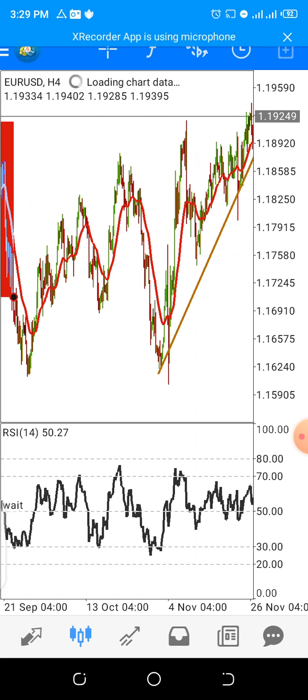But the money you are looking for is not in the sideways market. Take notes: the money is either in the upward trend or in the downward trend. Now, what are the features of a trend? The features of a trend have to do with what makes it an uptrend or what makes it a downtrend.